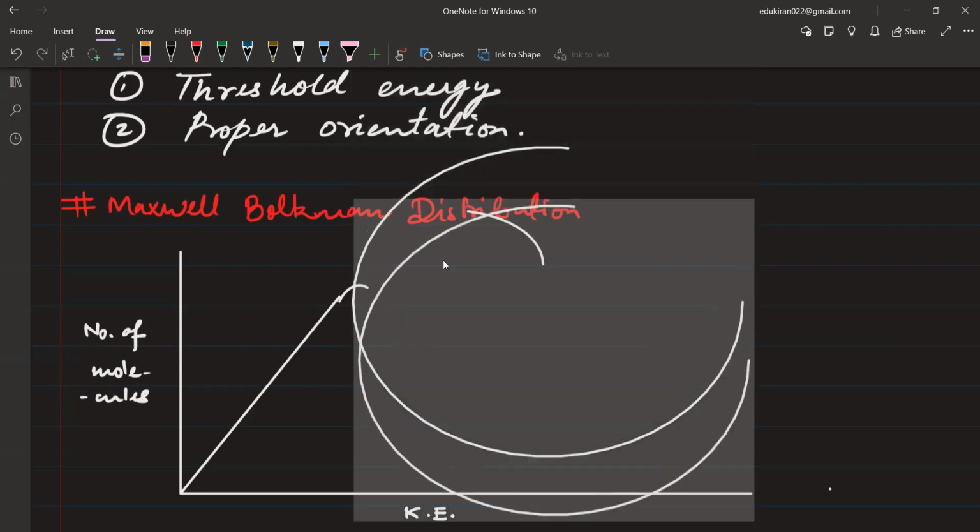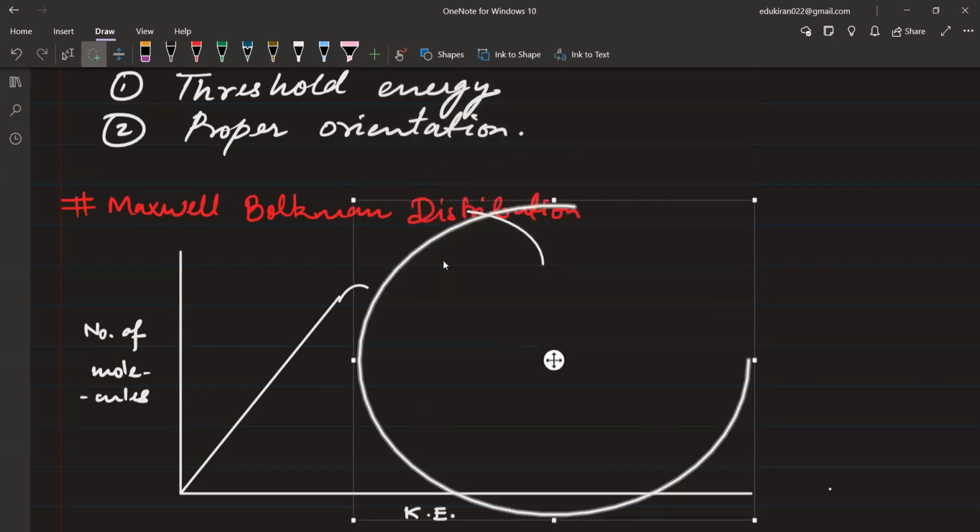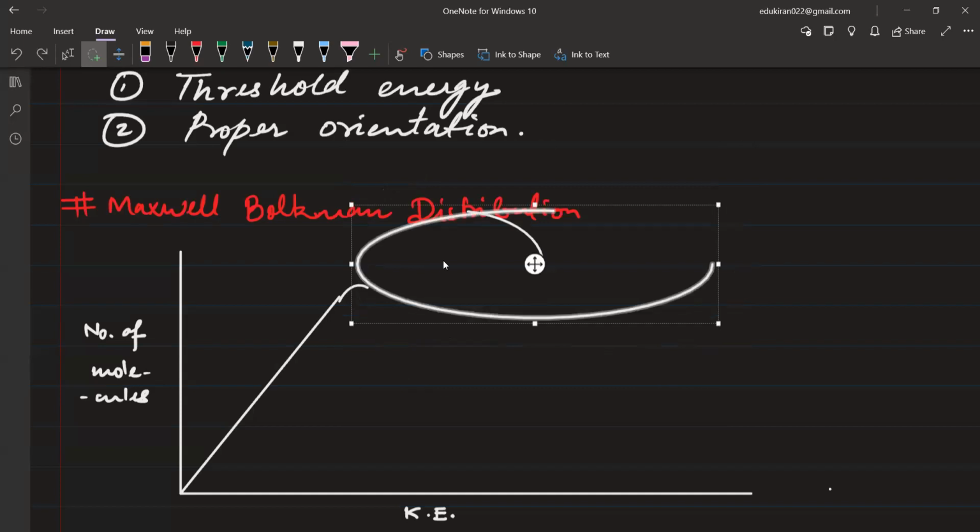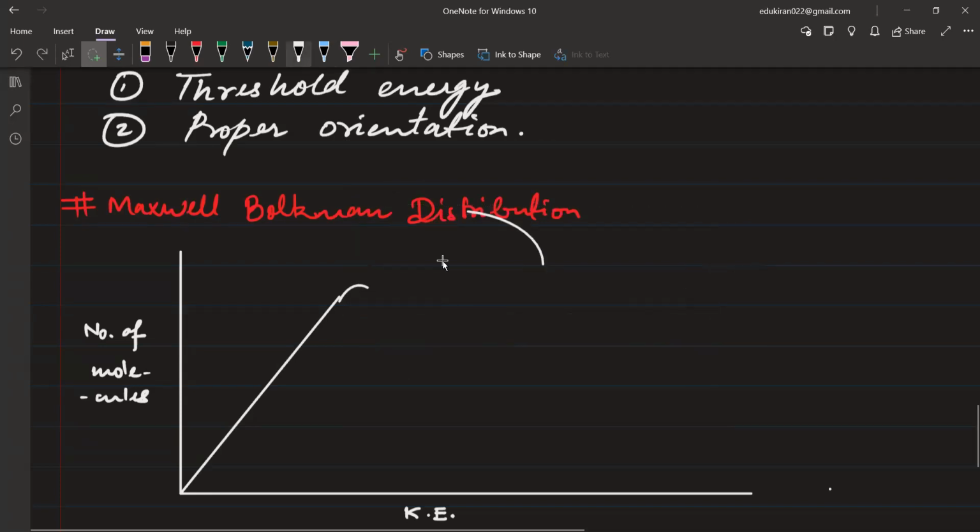I think I cannot pull this off. I have to trust my hand. It doesn't look exactly like this, but it's something more like this. I really can't make this. Yeah, something like this. Okay, you get an idea.